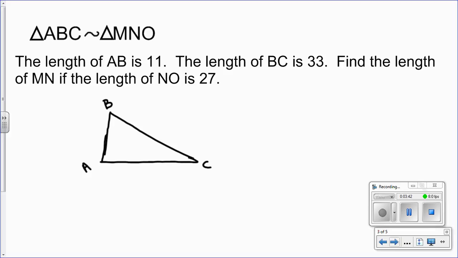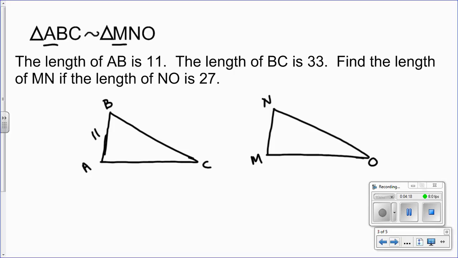Label your first one ABC. Now it matters where you put M and O, so make sure that M corresponds to A, so M has to be in the same position that A is, N has to be in the same position that B is, and O has to be in the same position that C is. Okay, so the length of AB is 11, so I'm going to go ahead and mark that. The length of BC is 33. I'll mark that too.